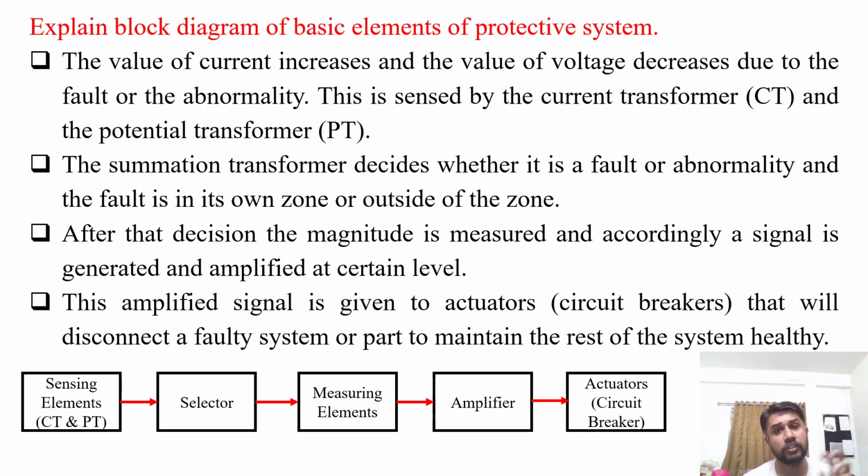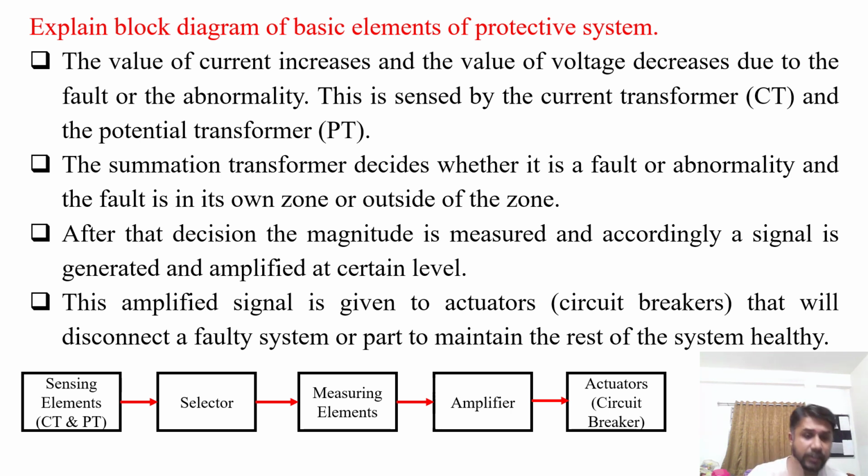For the potential transformer, for a short circuit the voltage is 0, and for an open circuit the voltage is at set values. So the PT and CT are the eyes and ears of the protective devices. They sense the abnormality and provide the signal.